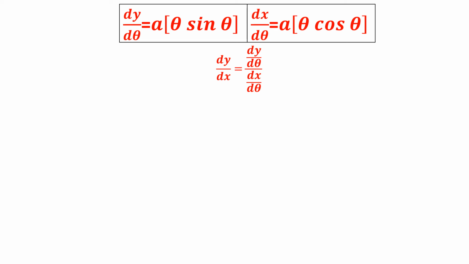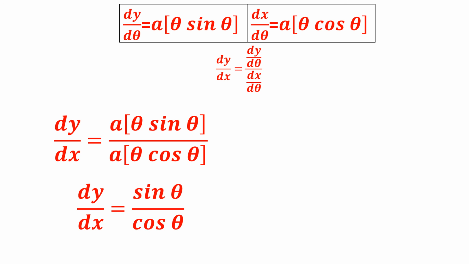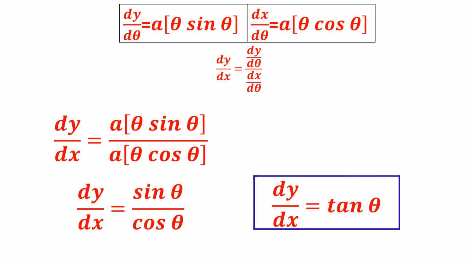We are ready with all. dy by d theta we are ready, dx by d theta we are ready. Put it in dy by dx. It will be a into theta sin theta by theta cos theta. Therefore sin by cos, therefore it is tan. Differentiation is dy by dx is equal to tan theta.